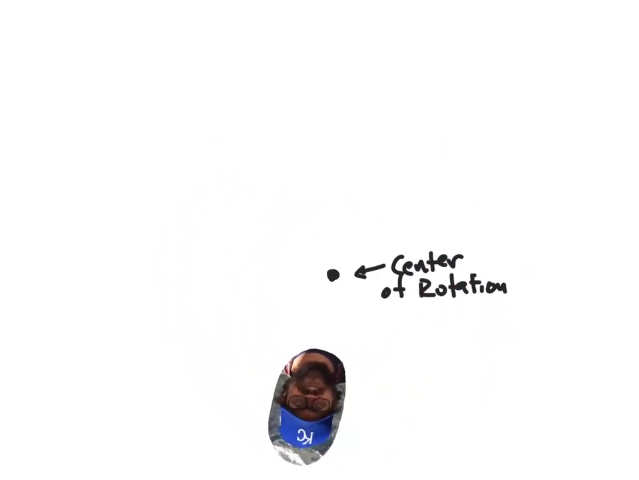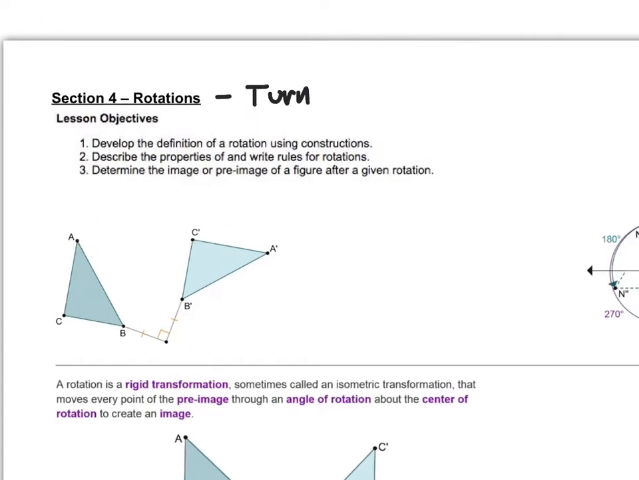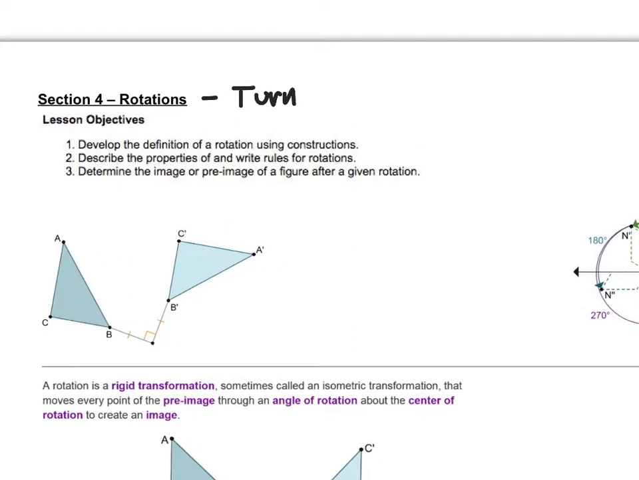And so what I'm going to do now is come back over here, and we're going to talk about what these rotations mean. We want to develop a definition of rotation using constructions. We want to describe the properties of and write rules for rotations. We want to be able to determine the image or pre-image of a figure after a given rotation. So the first thing I want to do is take a look at this example here. Here is my pre-image, and here's my image.